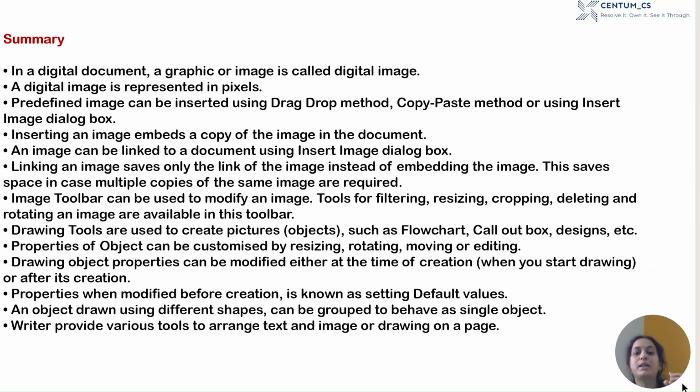Properties of the object can be customized by resizing, rotating, moving or editing. Drawing objects' properties can be modified either at the time of creation when you start drawing or after its creation. Properties modified before creation is called setting default values. An object drawn using different shapes can be grouped to behave as a single object. Writer provides various tools to arrange text and image or drawing on a page.